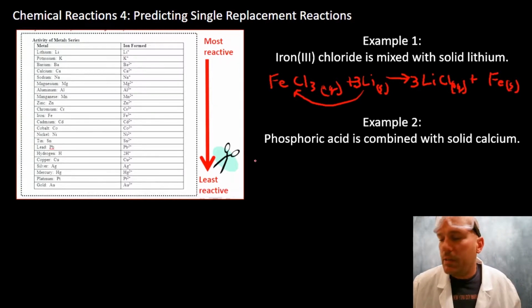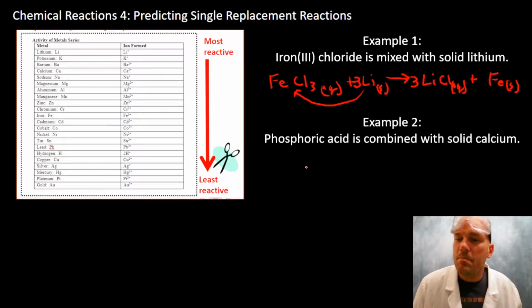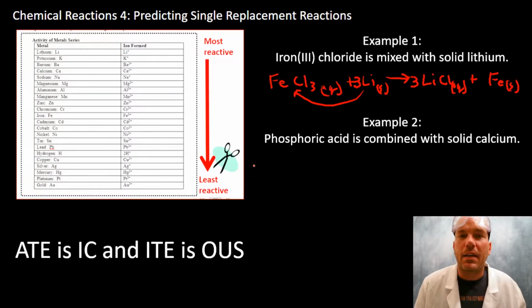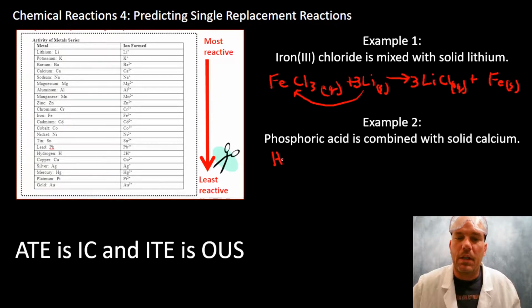All right, so our next example here, phosphoric acid is combined with solid calcium. Okay, so -ic, -ous. Let's see what we have here. Phosphoric, -ic. Well, you should know a polyatomic, phosphate. -ic, so this makes sense. Phosphoric acid. So let's see if we can figure this one out. Phosphate is -3, so I am going to need 3 of those. All acids are aqueous, combined with solid calcium to yield, if it even occurs.